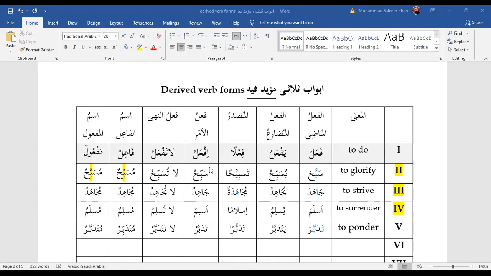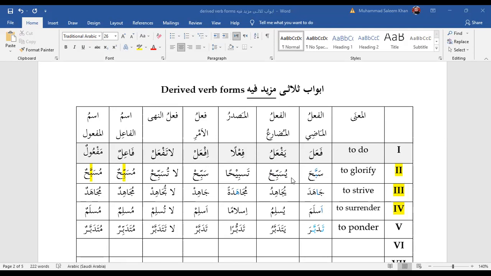فعل يفعل فعلا. If'al is فعل الأمر, you do. لا تفعل, you don't do. Ismul fa'il is the doer, and maf'ulun is the thing that has been done or the receiver of the action. Then we have the second one, which is sabbaha. Yusabbihu tasbihan. Sabbih, la tusabbih. And musabbihun is ismul fa'il, and musabbahun is ismul maf'ul.